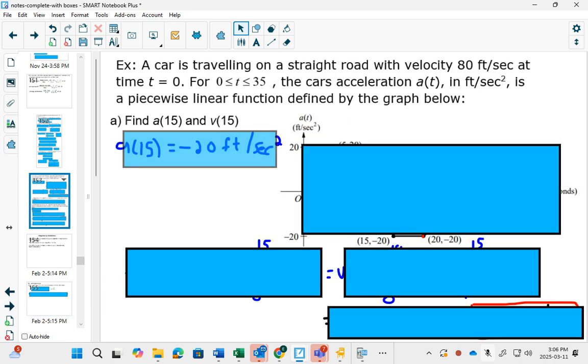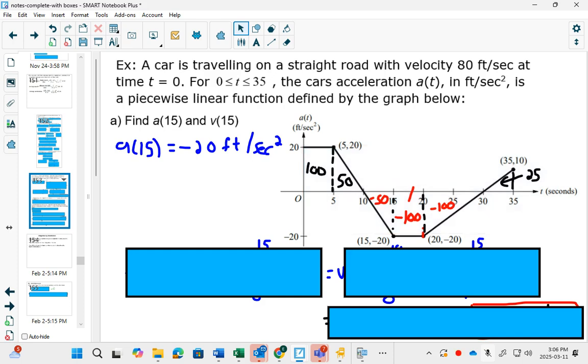So, a car is traveling on a straight road, velocity. Okay, and you got the graph, right? The graph was given to you. So you could figure out just geometrically what each of those areas are, and that's your accumulation of change.